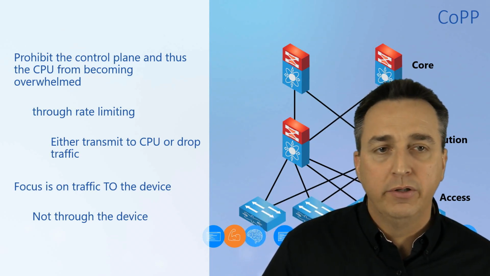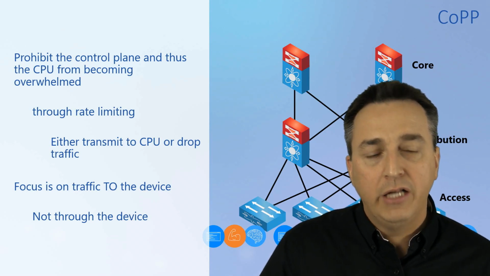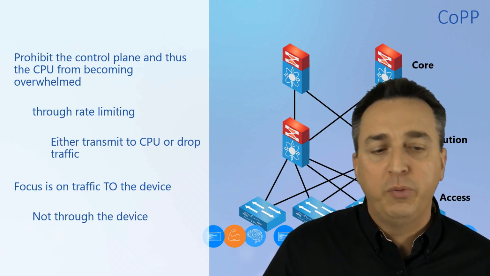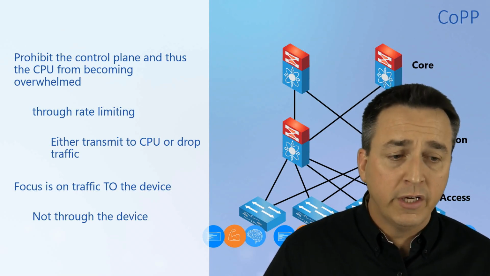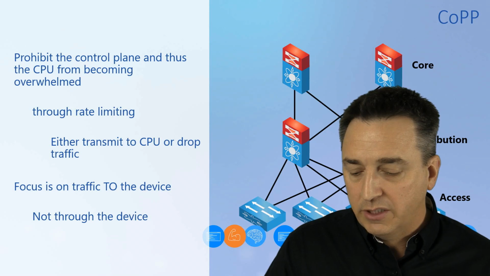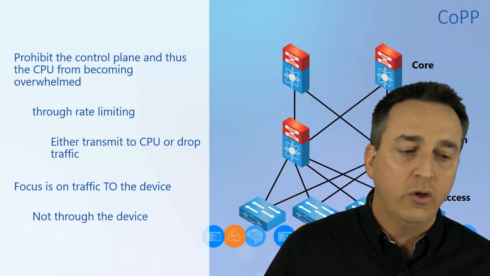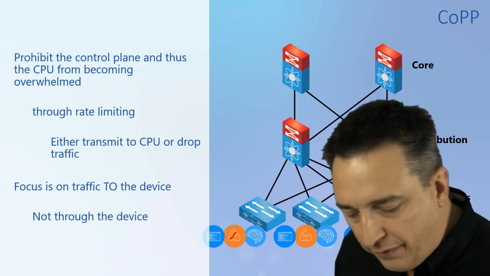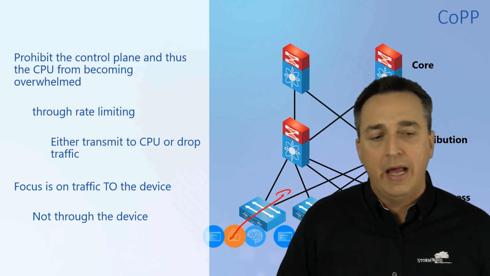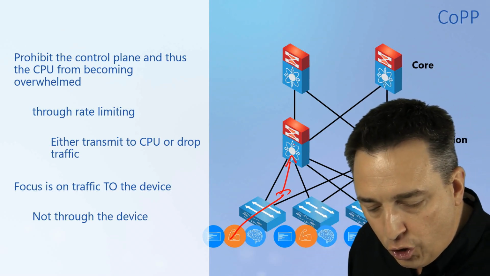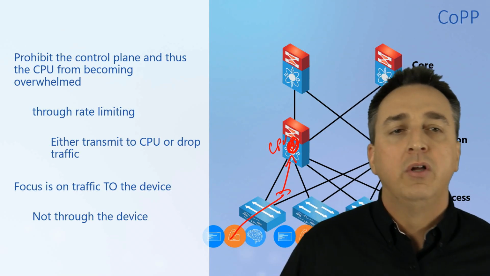Absolutely. So you have to think about all the different types of traffic that gets punted to the CPU and then create a policy that's going to help you rate limit that traffic, filter that traffic so it no longer overwhelms the control plane of your device. So always remember, this is focusing on traffic that is destined to that device itself, not traffic going through the device. If traffic's going through the device, then CoPP will not be applied. But if traffic is to the device, the CPU of the device for example, that's when CoPP will get involved.